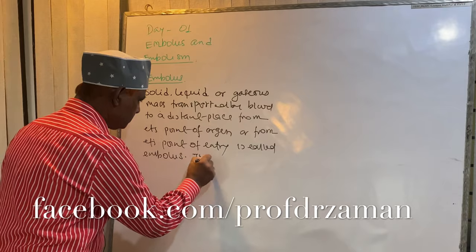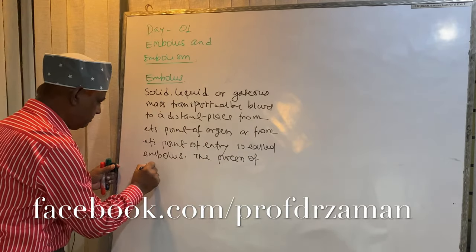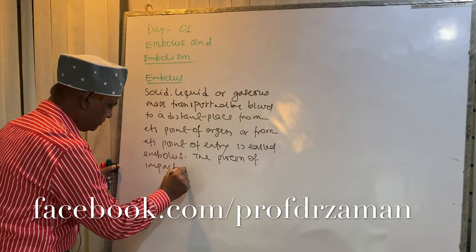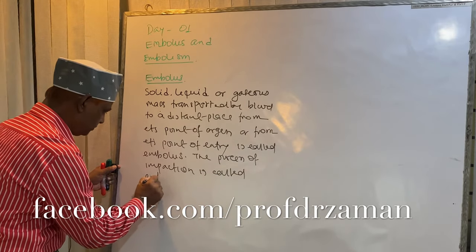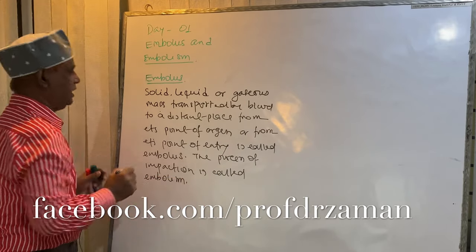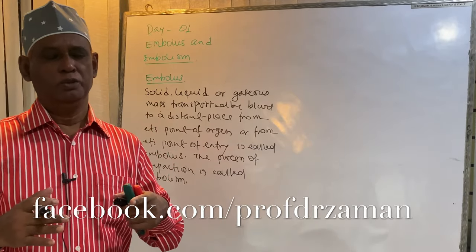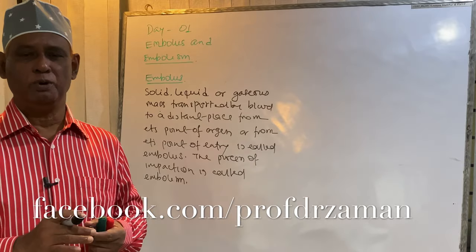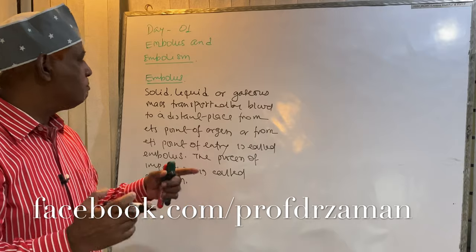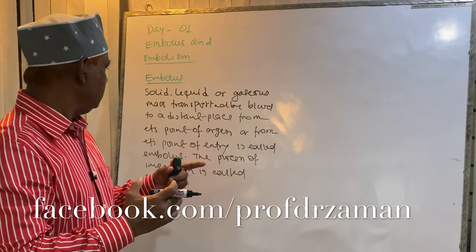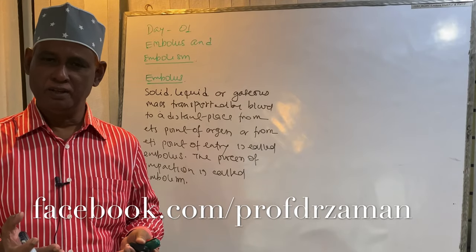The process of impaction is called embolism. Again, solid, liquid or gaseous mass transported by blood to a distant place from its point of origin or from its point of entry and is impacted. The mass is called embolus and the process of impaction is called embolism.